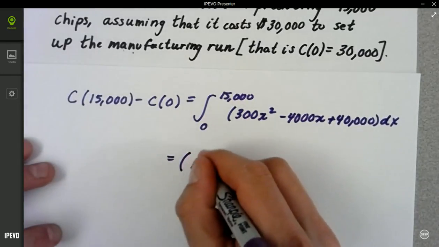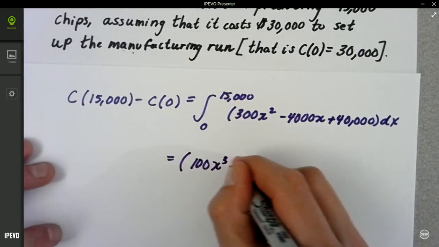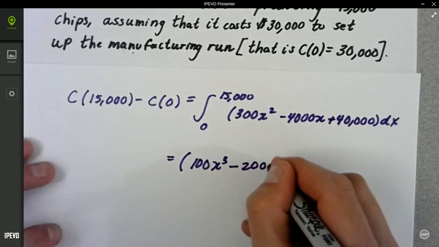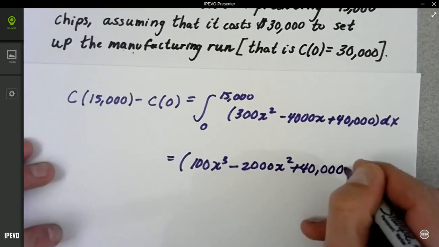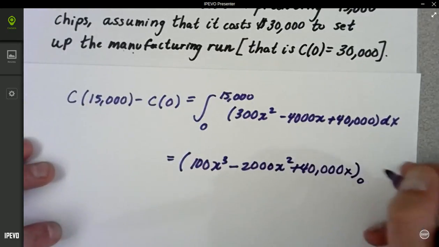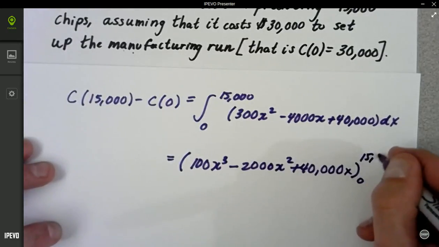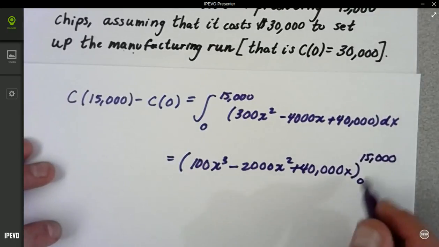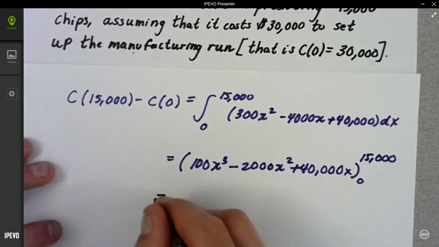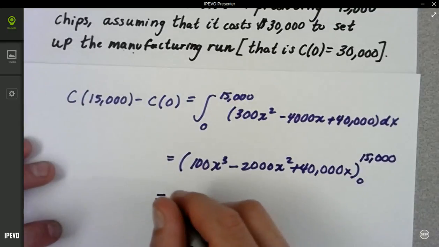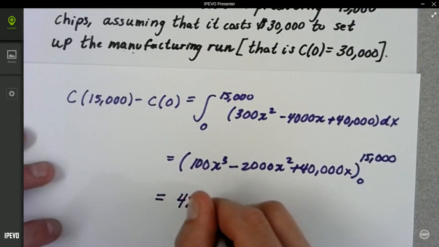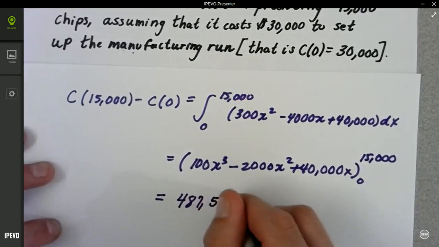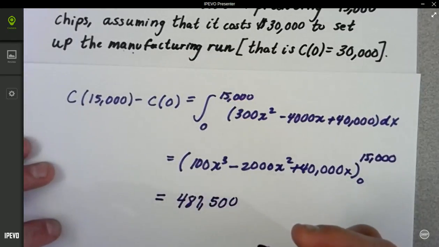It's 100x cubed minus 2,000x squared plus 40,000x. Each of these terms has an x in it, so we don't have to plug in the 0. We're going to evaluate that from 0 to 15,000. Okay, so this is what we get. We get $487,500. Okay, but you got to be careful here.